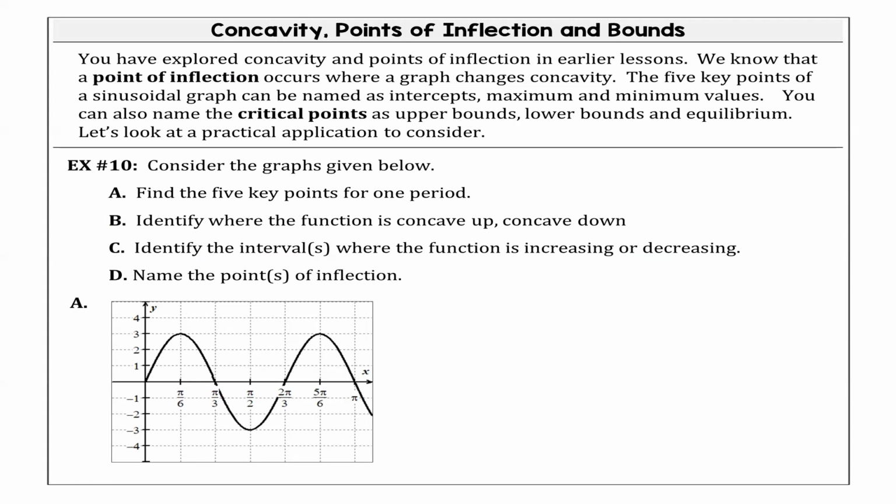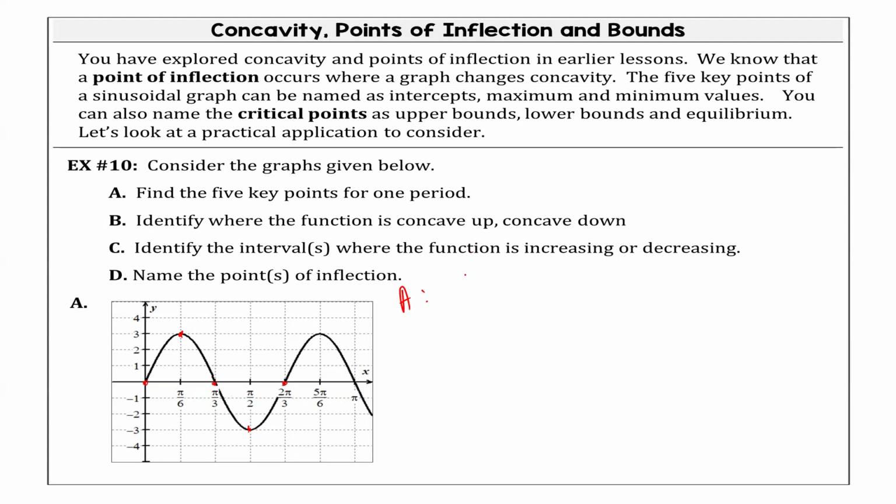Let's look at a practical application and consider. So first up, it says, consider the graph below. Find the 5 key points of one period. So we're trying to make one period here. So we're going to identify our 5 key points. So our 5 key points are going to take place of one period. And what kind of graph is this, by the way? Good job. So for the first phase, these are my 5 key points.